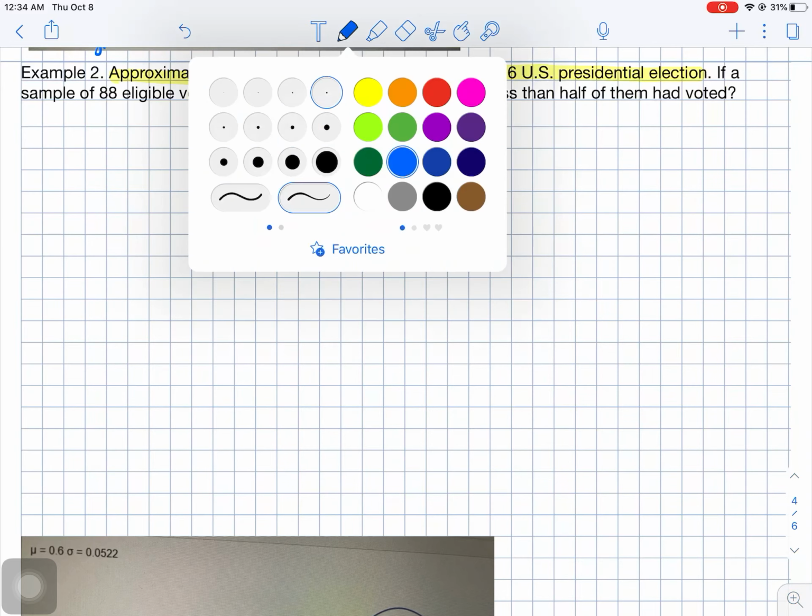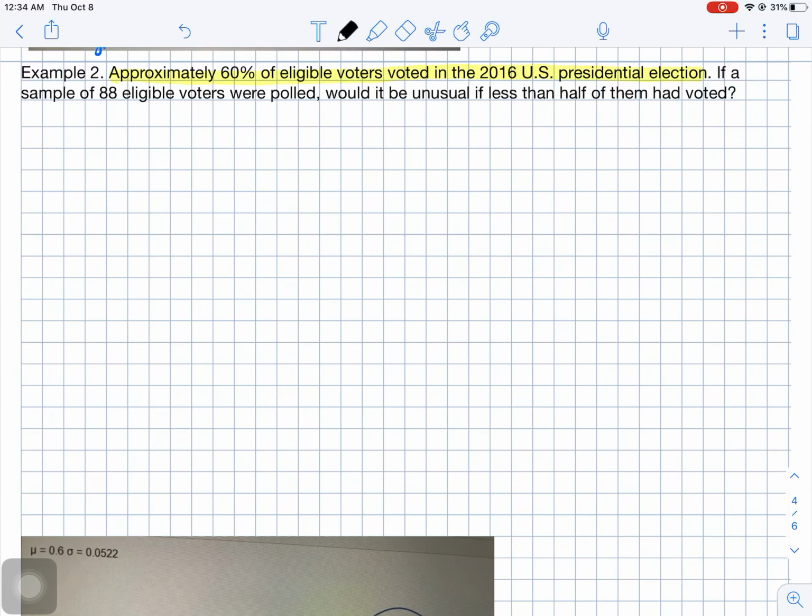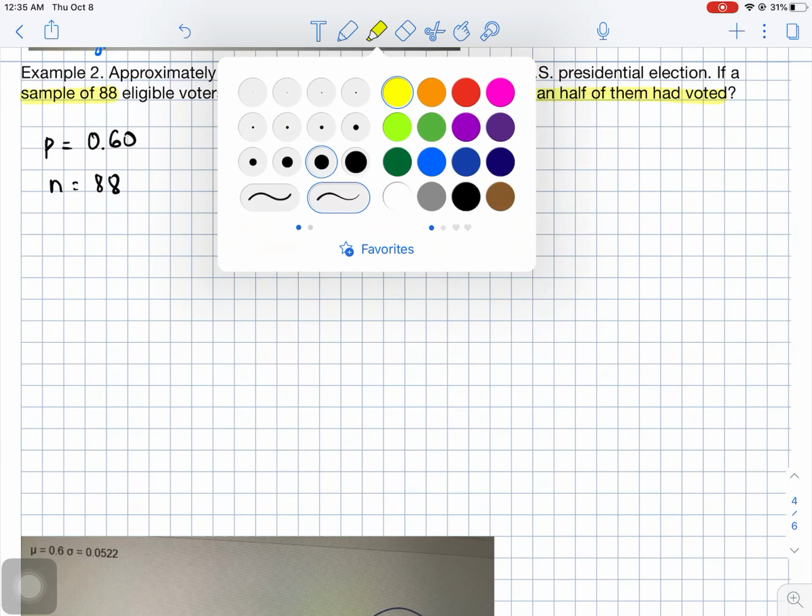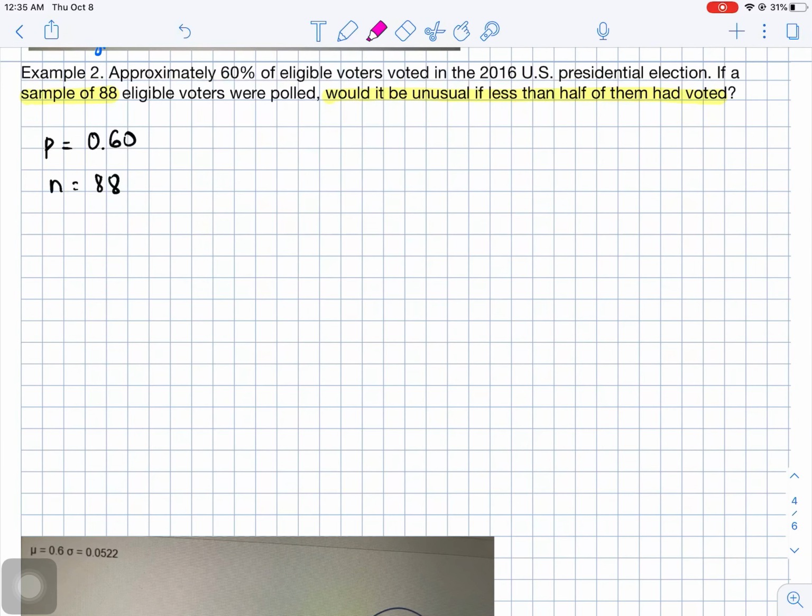Approximately 60% of eligible voters voted in the 2016 U.S. presidential election. They are talking about the whole country, and 60% is the percentage number, and that is the population proportion. So P is 0.60. A sample of 88 eligible voters. N is 88. And now we look at the question.